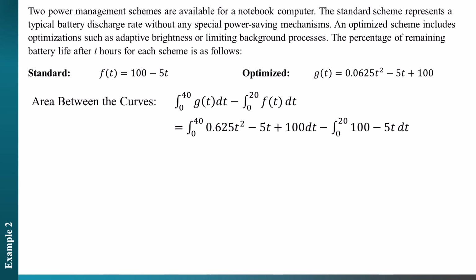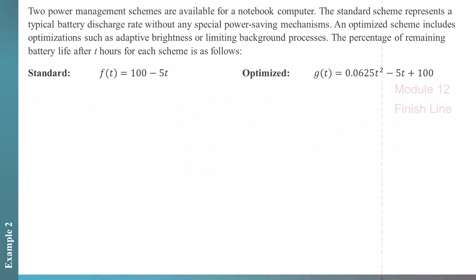Now we find the integral from 0 to 40 of g of t to be 1333.33, and the integral from 0 to 20 of f of t is 1000. So the measure of how much battery life is conserved by using the optimized scheme is 1333.33 minus 1000, which is 333.33 units.